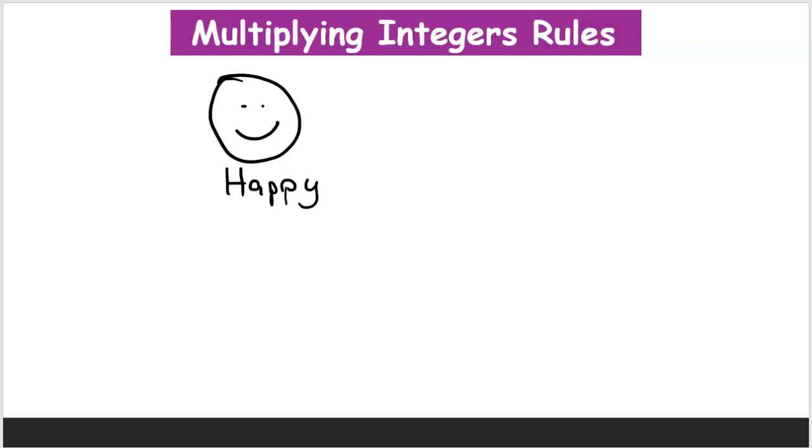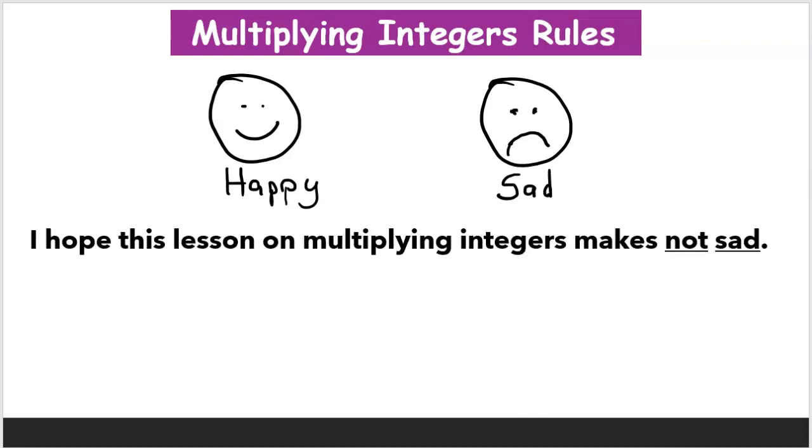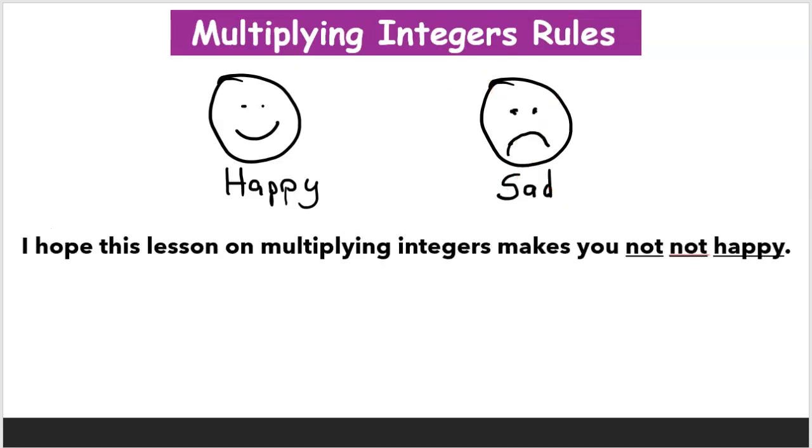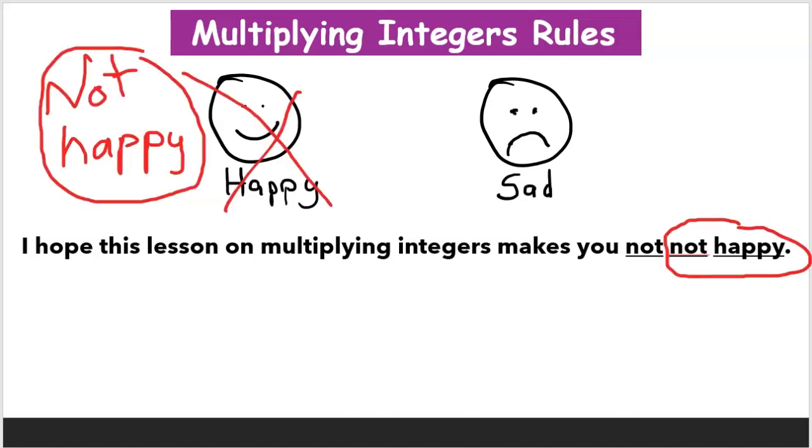I'd like to introduce you to a friend of mine. Sometimes my friend is happy, but sometimes my friend is sad. I hope this lesson on multiplying integers makes you not sad, which means you might be happy. I hope this lesson on multiplying integers makes you not happy. Well, if you're not happy, then you can't have a smile on your face, right? Well, you might, but you'll be faking it. So sometimes you've got to fake it till you make it. But anyway, that's a whole other story.